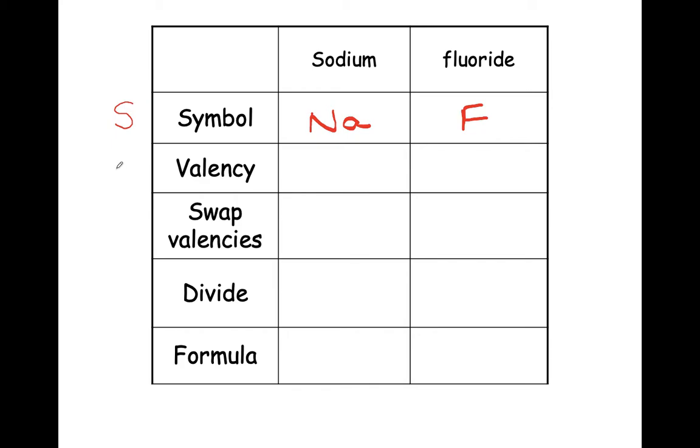Sodium is in group 1, its valency is 1. Fluorine is in group 7, and group 7 elements also have a valency of 1. We then swap these valencies over. Can we divide 1 and 1 and make them smaller? No. So it remains 1 and 1. And our formula then will just be NaF. And here we've used the SVSDF method.